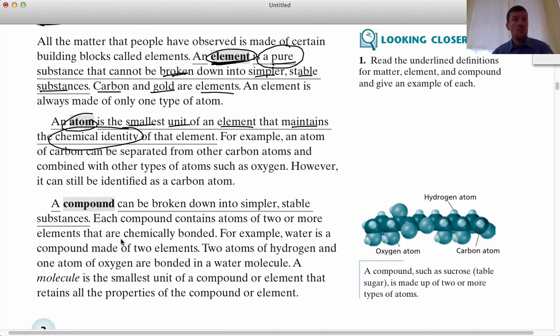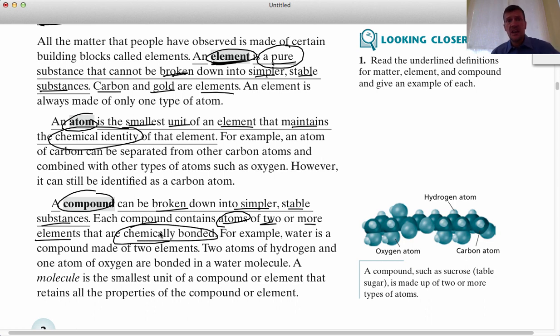Now, if you take two or more elements that have their unique atoms, their unique properties, and they're able to combine, we'll talk about how that happens, then you're going to form what is called a compound. And a compound is the bonding, the forming of a material as a result of two or more elements that are bonded together. So it can be broken down into simpler, more stable substances because it's coming from an element or elements. Okay? And each compound contains atoms of two or more elements, and they are chemically bonded.